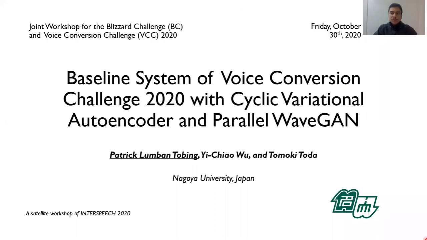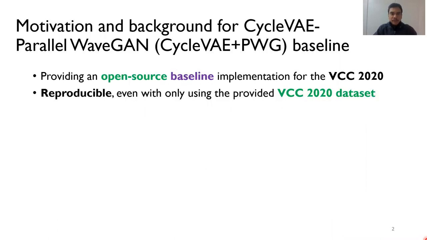Hello everyone, my name is Patrick. I'm from Nagoya University, Japan. In this presentation, I would like to present our baseline system for the Voice Conversion Challenge 2020 with cyclic variational autoencoder and parallel WaveGAN. The motivation of our system is that we want to provide an open source baseline system for the VCC 2020 that can be reproducible even using only the VCC 2020 dataset.